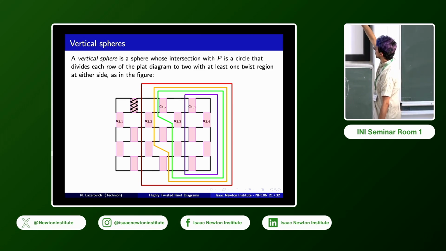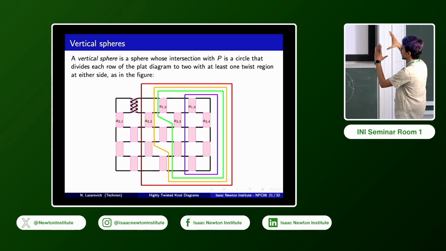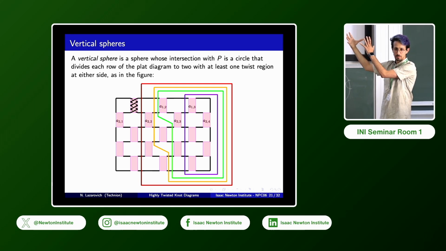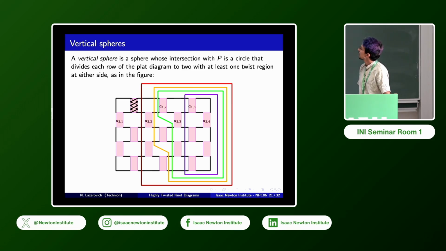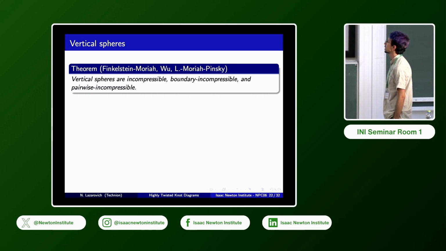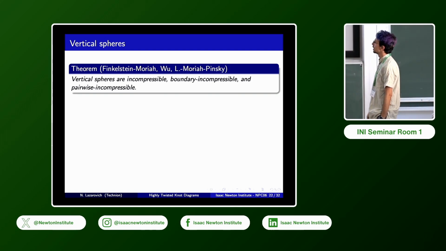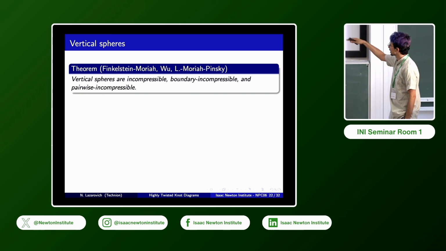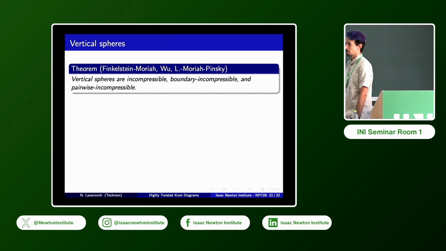So you take such a curve, you close it outside the plane, and this defines an intersection of a sphere with a plane just by putting a disk on top and a disk at the bottom. This is what we call a vertical sphere. And here's the important property of those vertical spheres: they are very incompressible. We call the combination of being incompressible, boundary incompressible, and pairwise incompressible super incompressible. Maybe at some point I use it in the slides. So should I define what those mean? Maybe I'll define one of them.